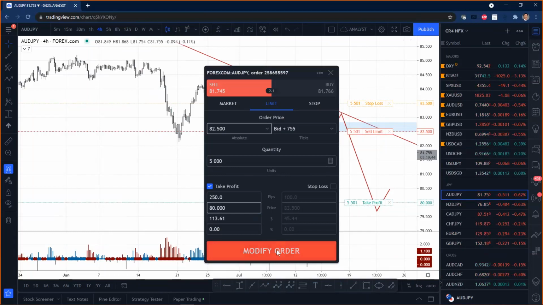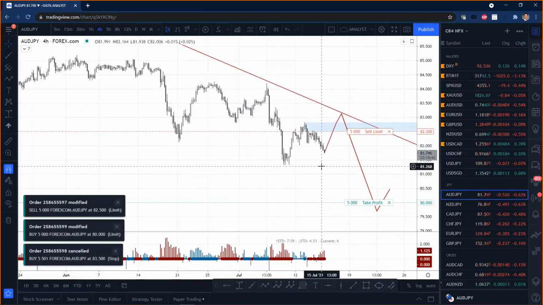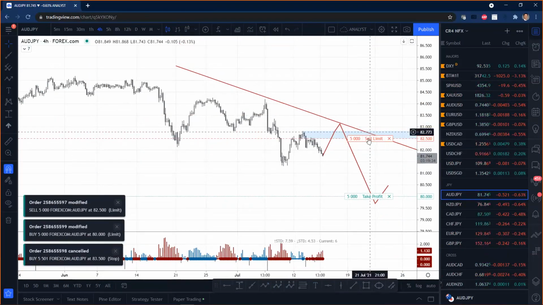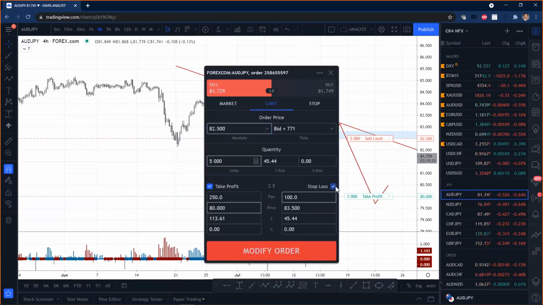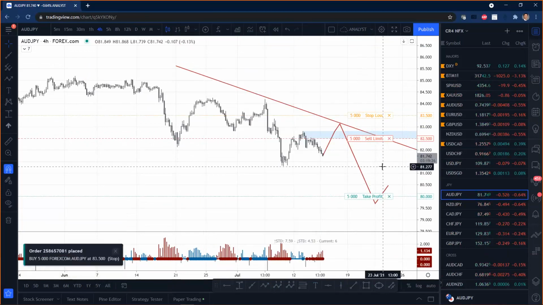So we can do it that way, right? We just have to wait for prices to come up here to that stop. Let's click something there. Okay, there we go. That's better.